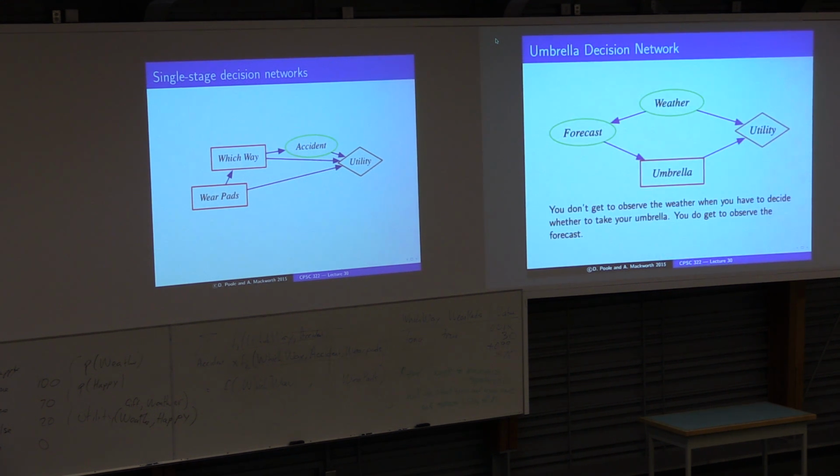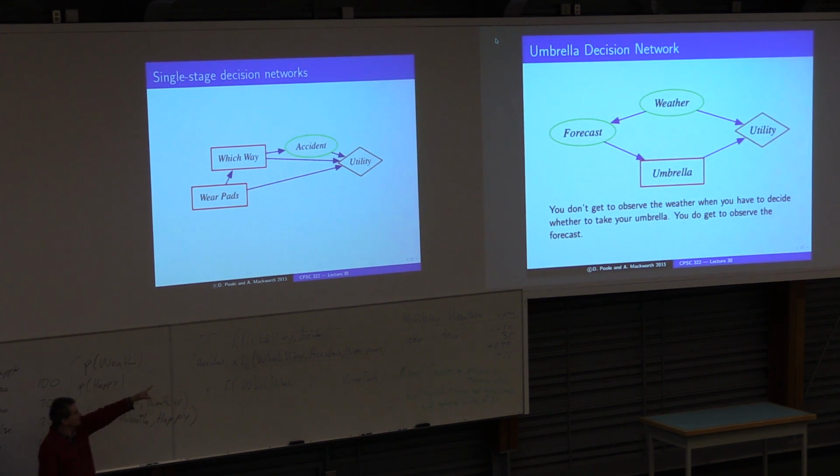Here's an example of doing this. This says that there are two random variables: the weather and the forecast. The forecast probabilistically depends on the weather. But the agent doesn't get to observe the weather. The agent gets to observe the forecast. But whether you're happy or not depends not on the forecast, the forecast is sort of irrelevant. It depends on the weather and whether you have an umbrella. So you don't get to observe the weather when you have to decide.